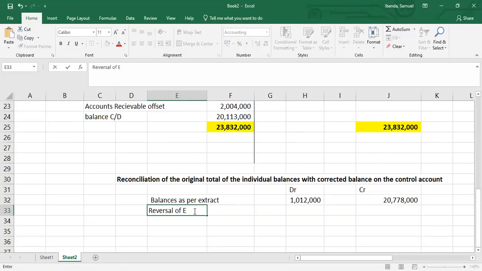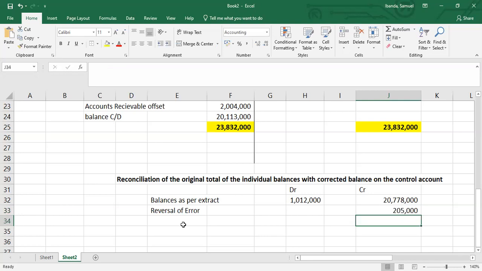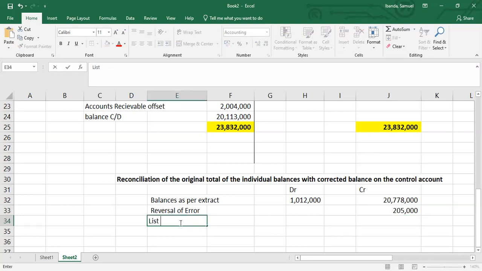Reversal of error. So the first 205 should actually be recorded right there. Okay, and then we should now list the balance, which is the 205, which should be credited.